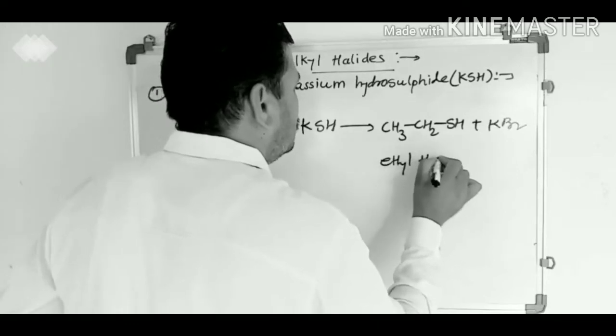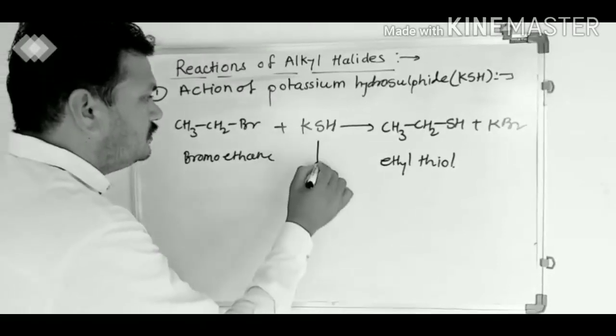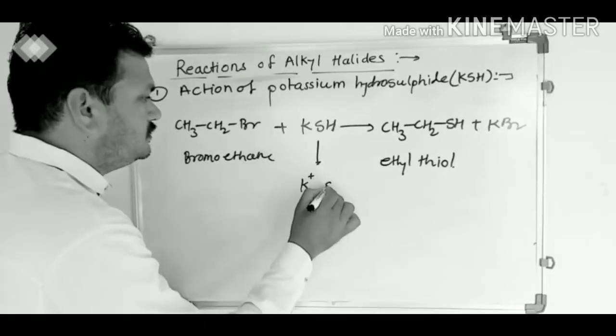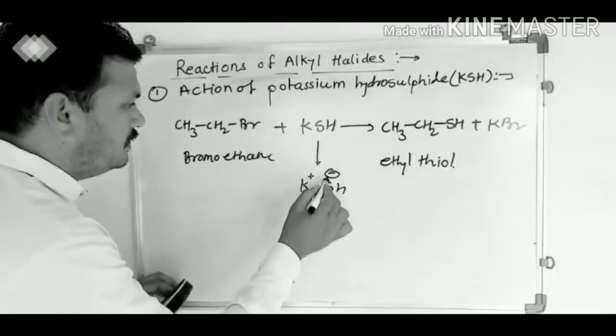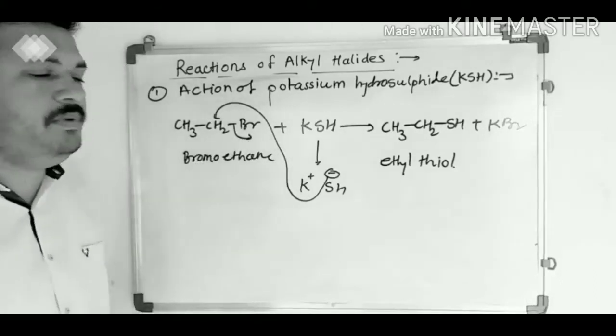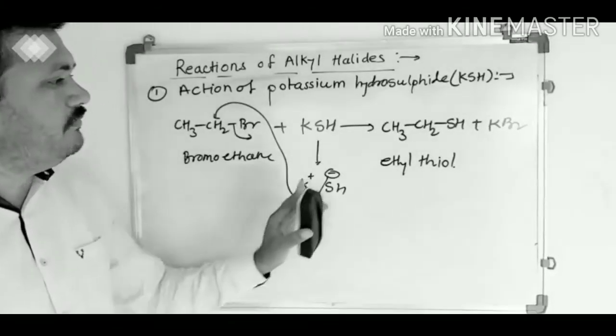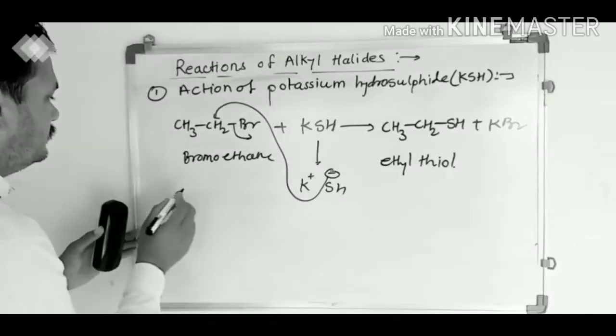ethyl thiol. Same reaction here. It dissociates into K plus and SH minus. This SH minus acts as a nucleophile. It attacks the electron deficient carbon, and removal of this leaving group Br minus takes place, and we get the product ethyl thiol.